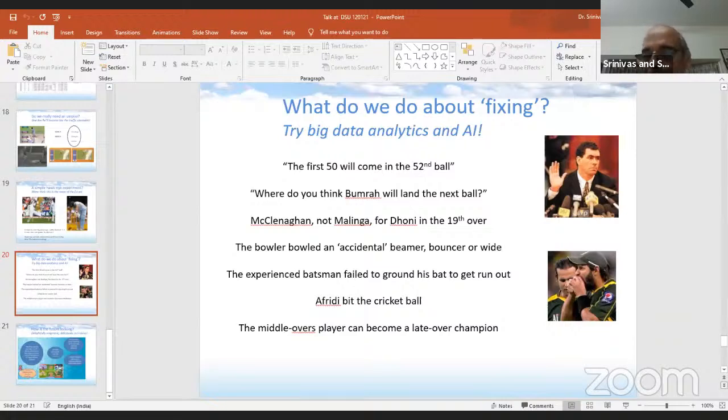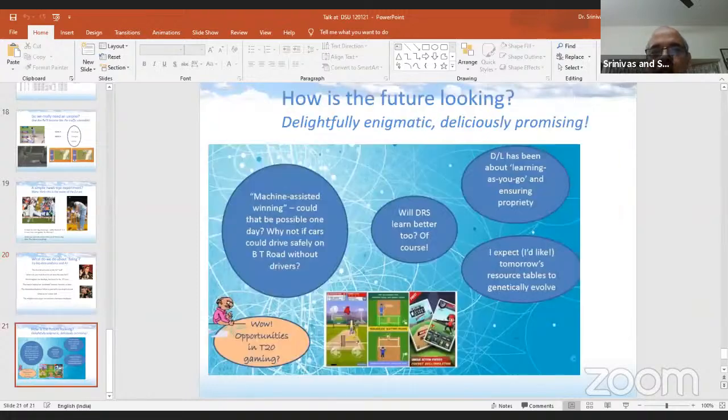Okay. All right. So here is the last slide. How is the future looking? How is the future of modeling in sport, or more specifically the modeling in cricket, looking? I'm talking of an intriguing concept called machine-assisted winning. What that means is that today you go out and play an ODI match. I'm saying don't even play a match.